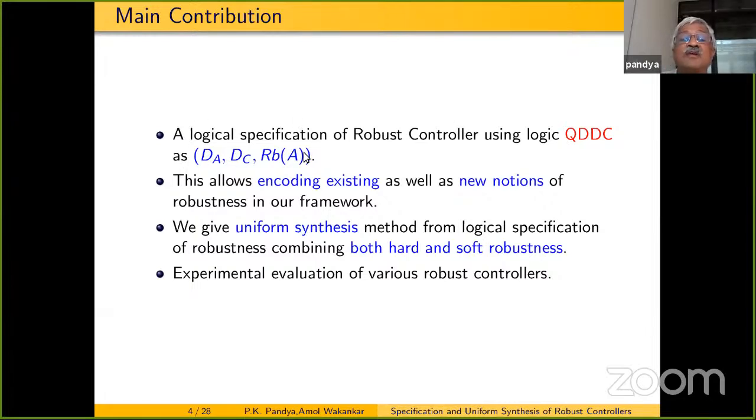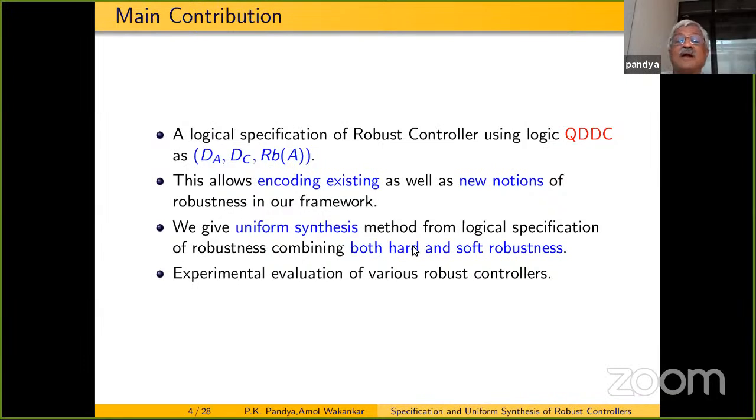So we have this specification format for specifying robustness in the controller behavior logically. What we will show is that this allows us to encode many of the existing notions and to define a large number of new notions of robustness. Now, given such a logical specification of robustness, we have a uniform synthesis method. That is, given any triple DA, DC, RB, we will try to synthesize a controller. And this will invoke both what are called hard and soft robustness criteria. We'll see what these are.